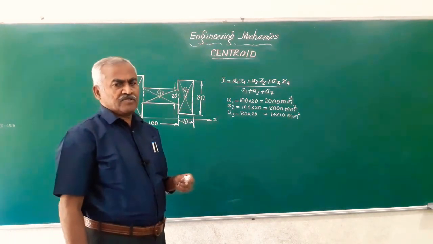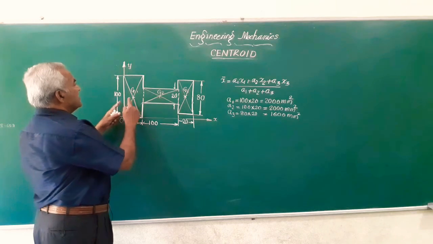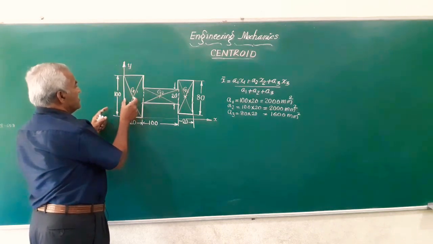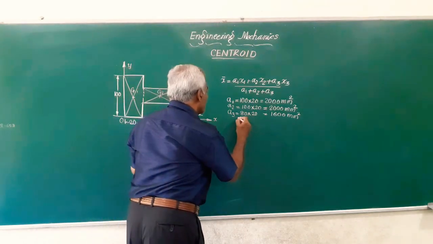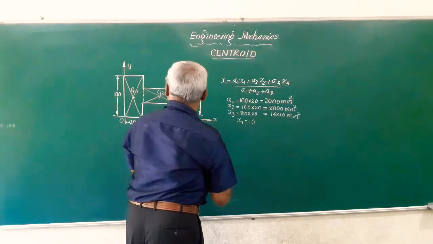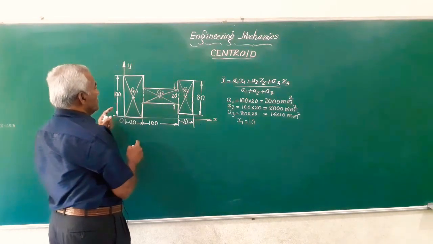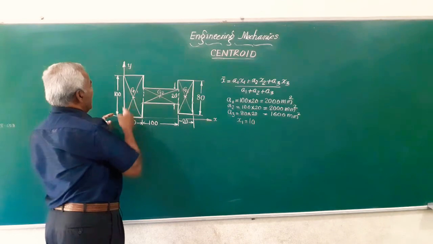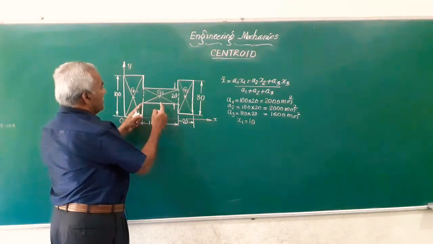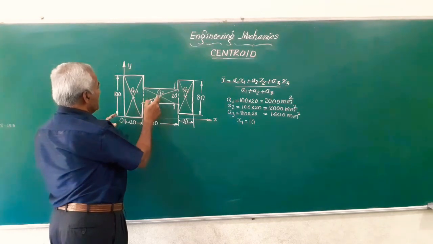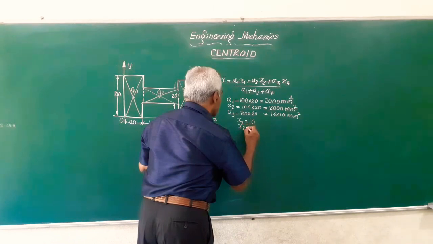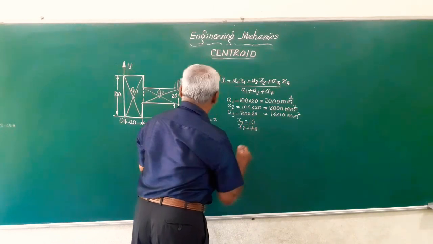So friends, with reference to the y and x axes, let us find the values of x1, x2, x3. x1 is the distance of G1 from y. This is totally 20 by 2, that is 10. So x1 is equal to 10 millimeter. Then comes x2, the distance between the y axis and G2. This is 20 and this gap is 100 by 2, 50. So 50 plus 20 is 70. x2 is equal to 70 mm.